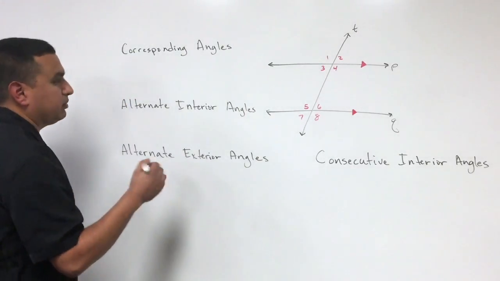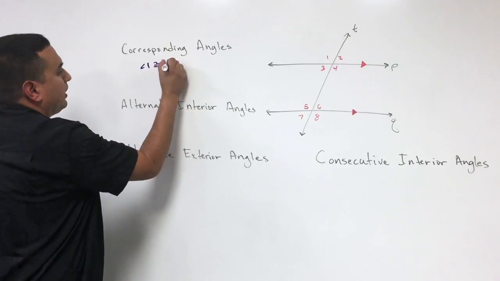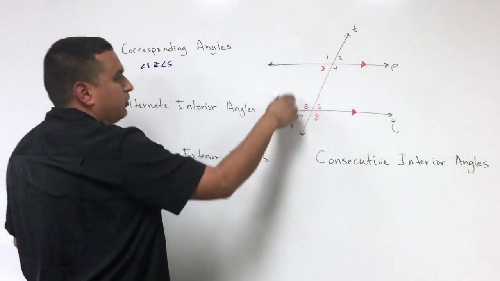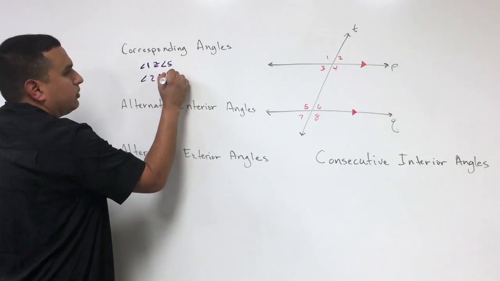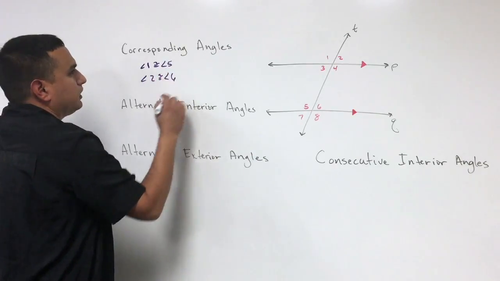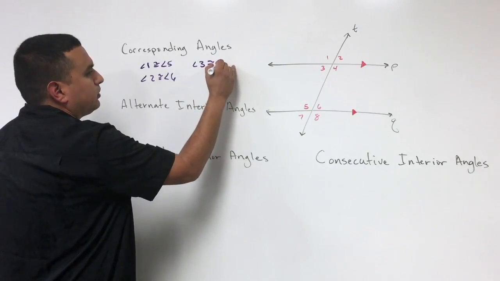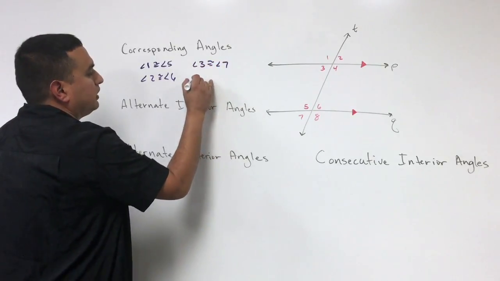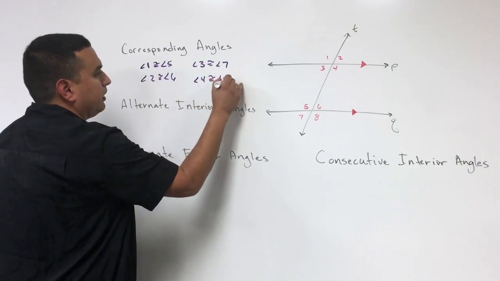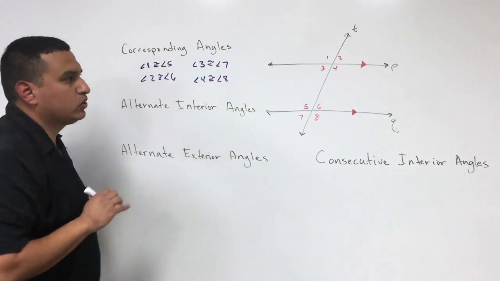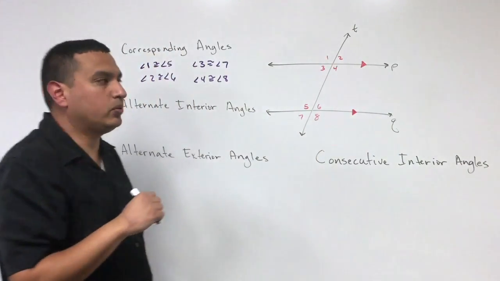So in this example, angle 1 would be congruent to angle 5, because those would be corresponding. Angle 2 would be congruent to angle 6. Then angle 3 would be congruent to angle 7. And angle 4 would be congruent to angle 8. Okay? So again, this is only with parallel lines. Corresponding angles are going to be congruent.